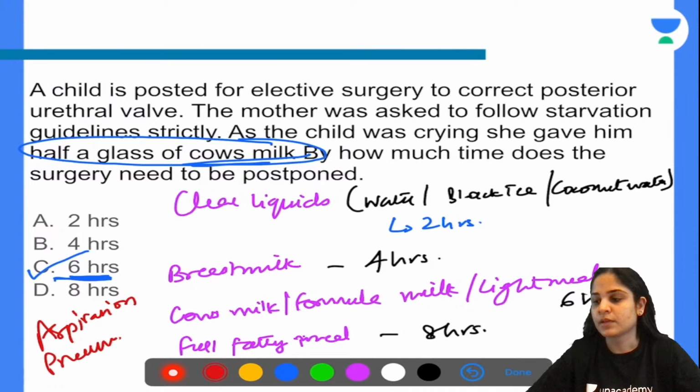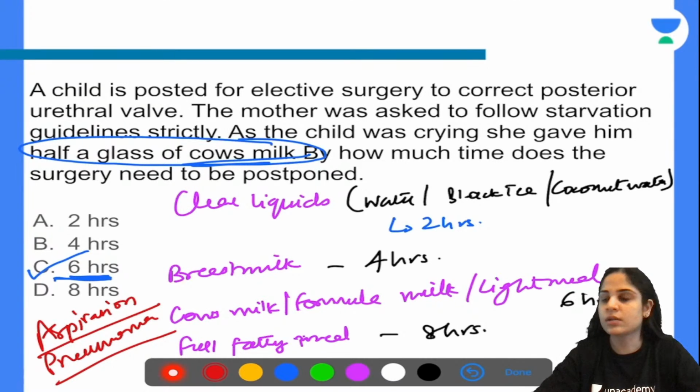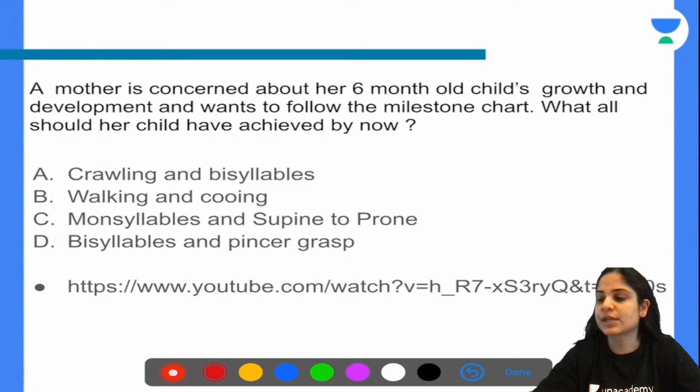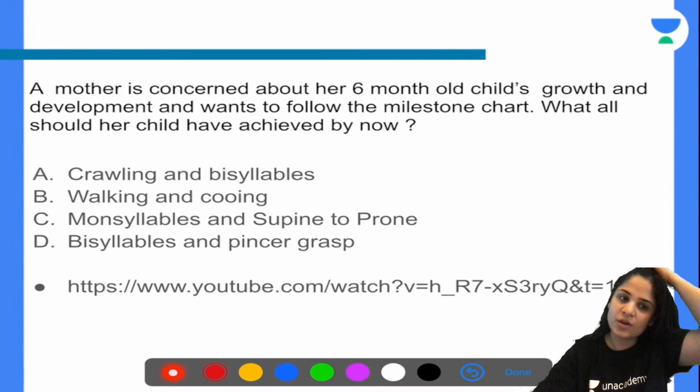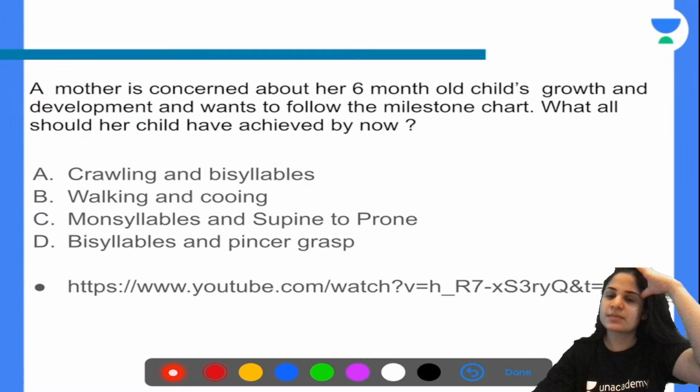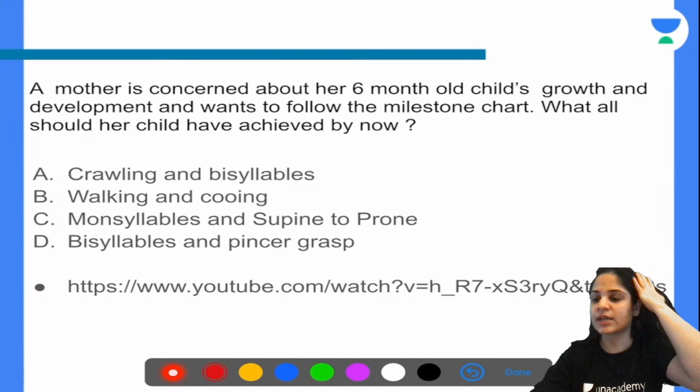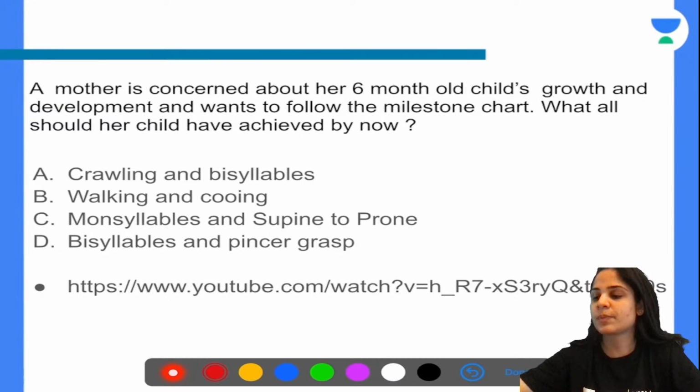All right. A mother is concerned about her 6-month-old child's growth and development and wants to follow the milestone chart. What all should her child have achieved by now? So this is based on milestones. I hope you have revised pediatric milestones. I want to see how well you know it. By 6 months of age, what all should the child have achieved? Crawling and bisyllables, walking and cooing, monosyllables and supine to prone, or bisyllables and pincer grasp.